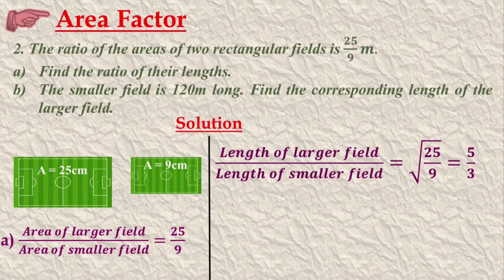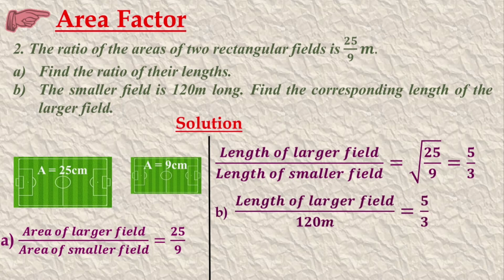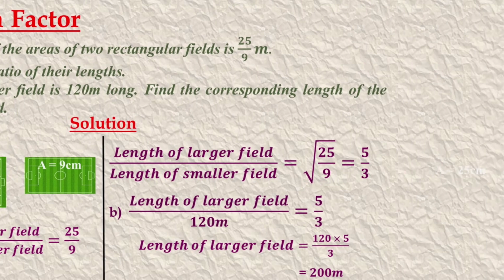In part B, we are asked to find the corresponding length of the larger field when the length of the smaller field is 120 meters long. To do this, you substitute the length of the smaller field into this equation. Hence, the length of the larger field over 120 meters will be equal to 5 over 3. When you cross multiply, 120 times 5 divided by 3 is 200 meters. The length of the larger field.